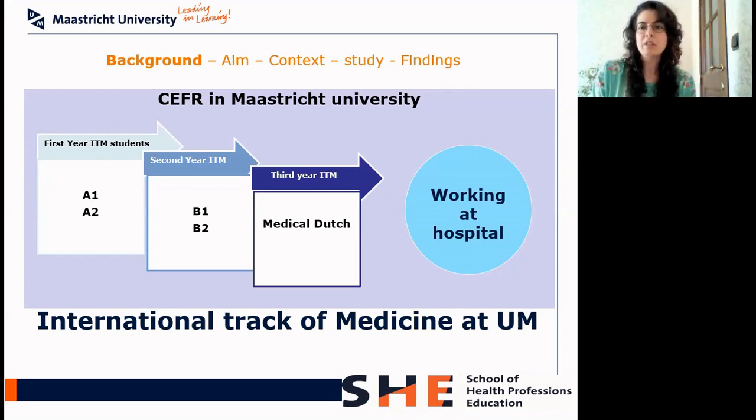So the way we have now organized language learning at Maastricht University is that students in the first year learn their Dutch at A1 and A2 level. Then during their second year, they learn B1 and B2 level. And then when they have the B2 level, they can register for medical Dutch during their third year of medicine. And during this course in medical Dutch, we try to replicate the situations of the hospital for the students, so they would learn in an authentic environment.